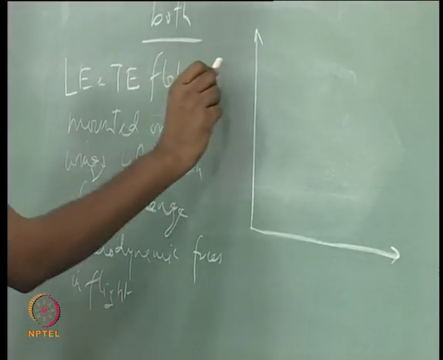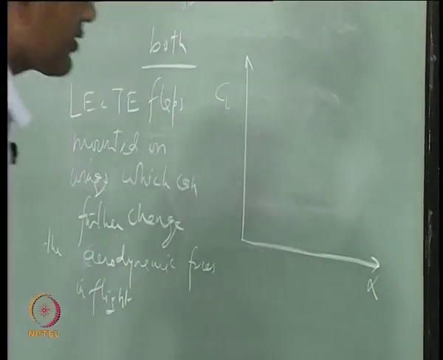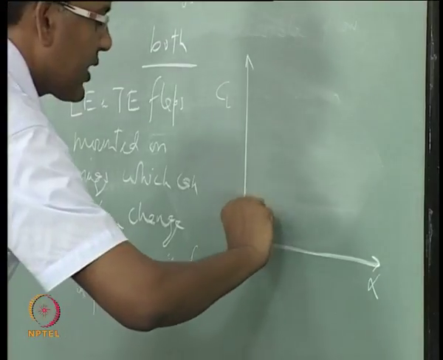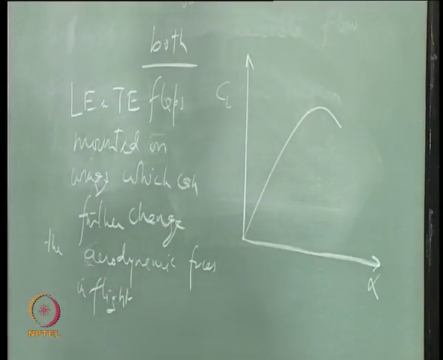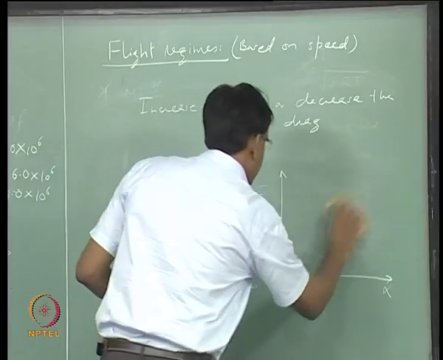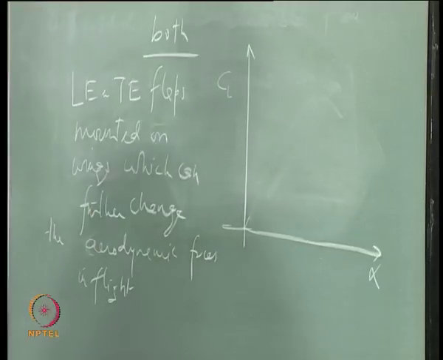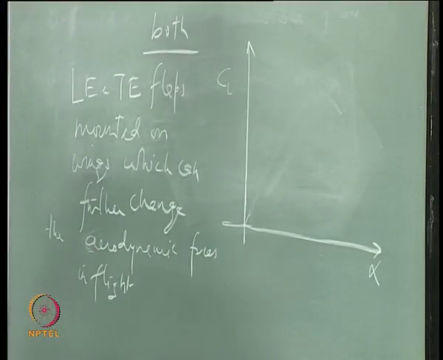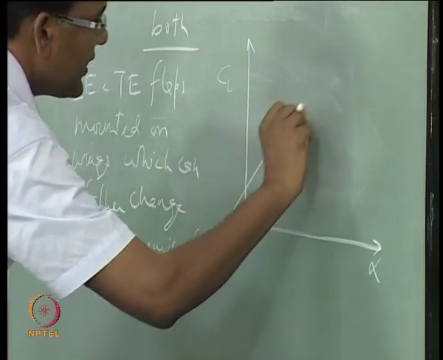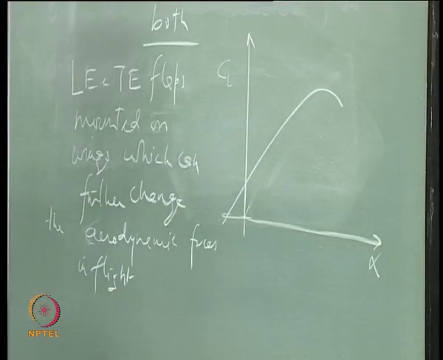So, if the CL versus alpha curve is looking like this, it can be, so this for symmetric airfoil we can go back and assume that the wing is made of positively cambered airfoil, and let us say we get this kind of CL versus alpha profile.